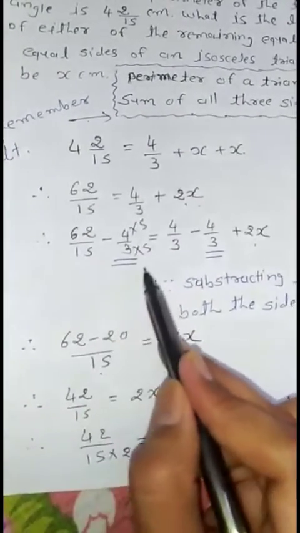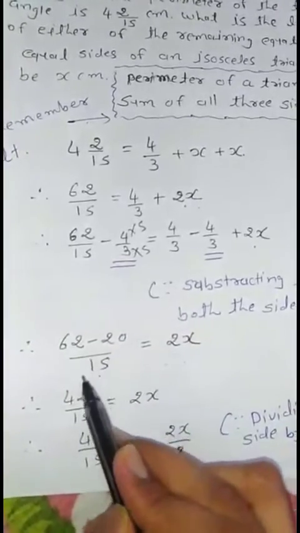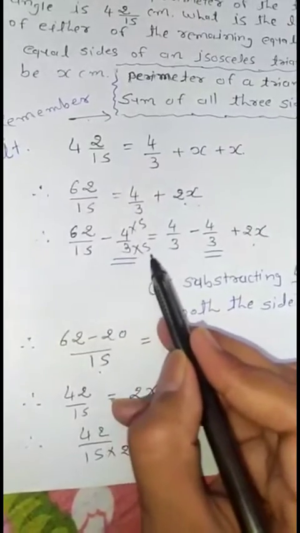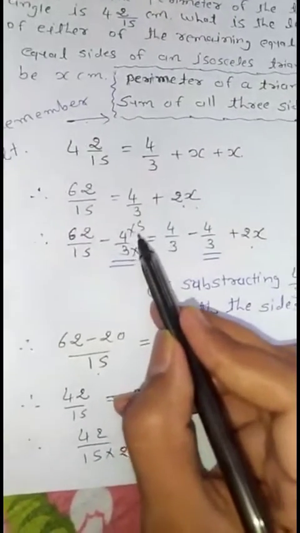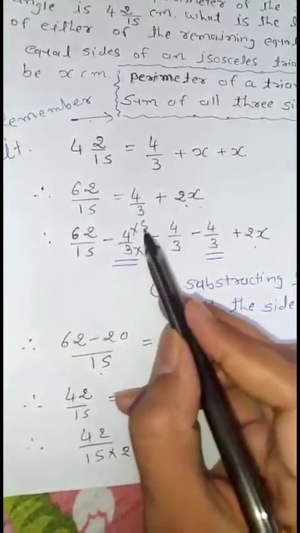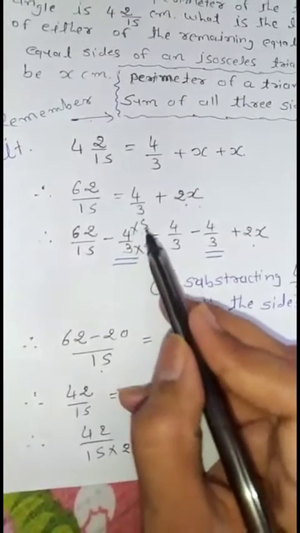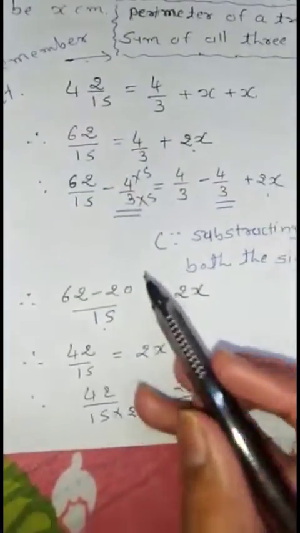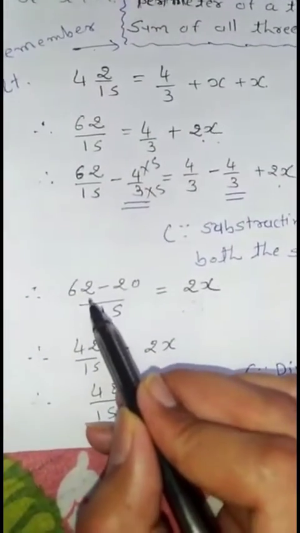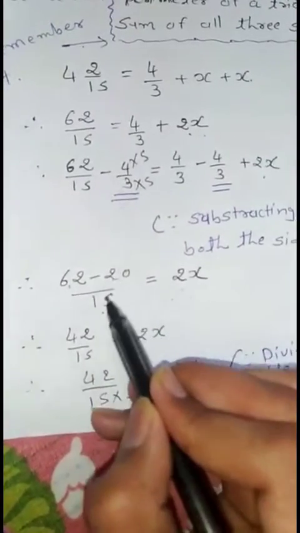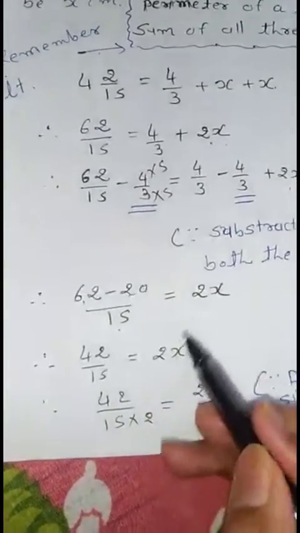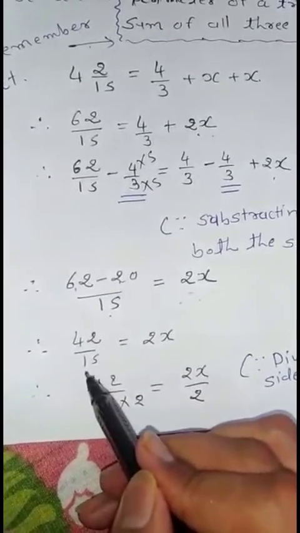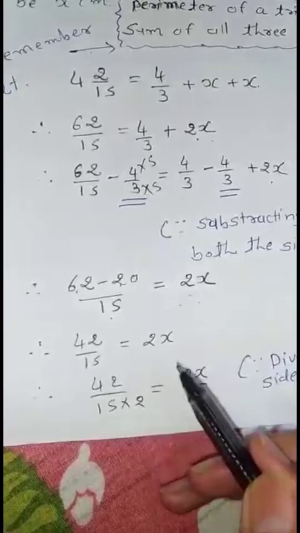I do the LCM here, nothing else. The LCM is 15, so I convert this 3 into 15 by multiplying 5 in the denominator and also in the numerator. After that, I simplify this: 62 minus 20 upon 15, which is 42 upon 15, is equal to 2x.